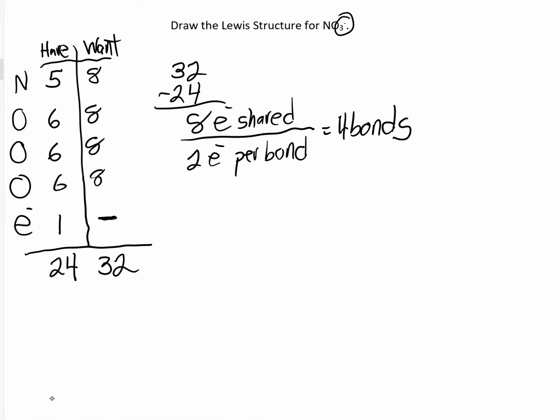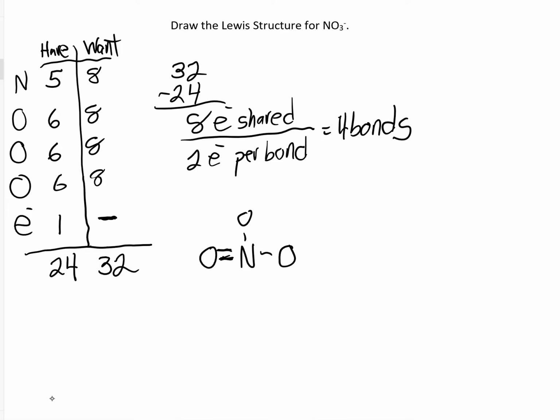Now we've got to pick a central element for our nitrate polyatomic ion. So remember the rule, pick the least electronegative element, in this case, nitrogen. So we'll start off with a nitrogen surrounded by 3 oxygens. That's going to take 3 bonds, and now we have to make a decision to place a 4th one. I'm going to start off by placing that 4th one right there.